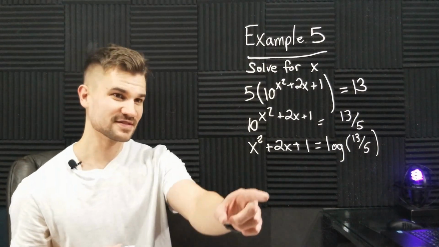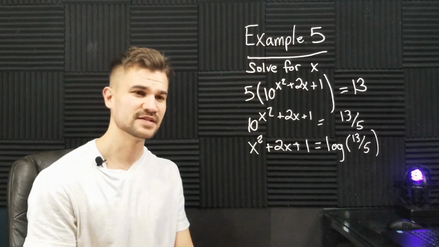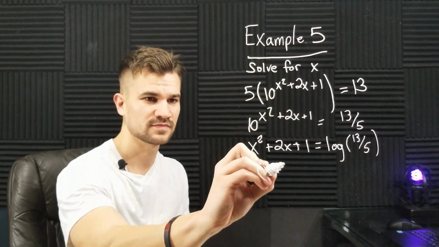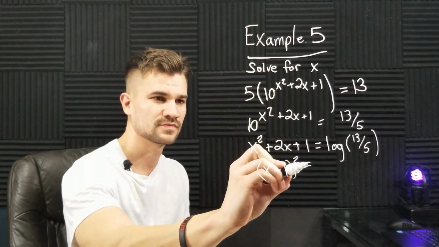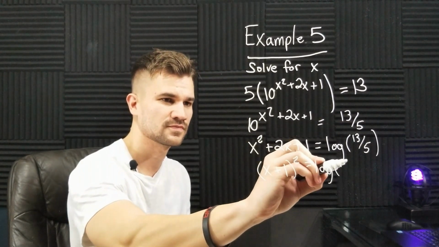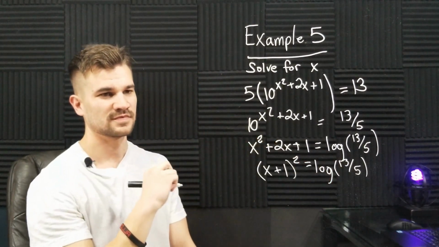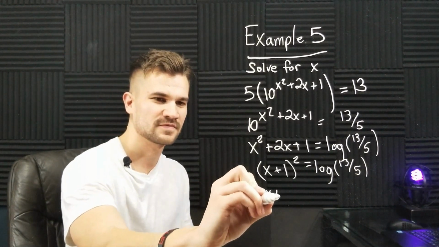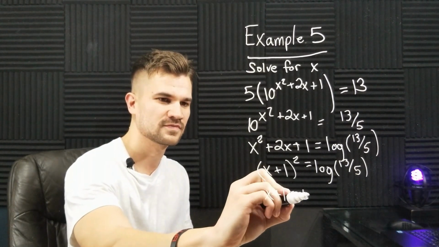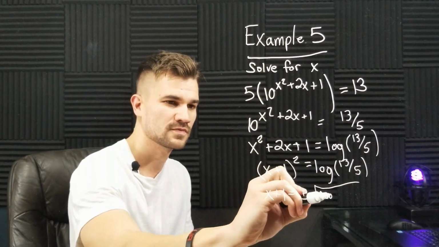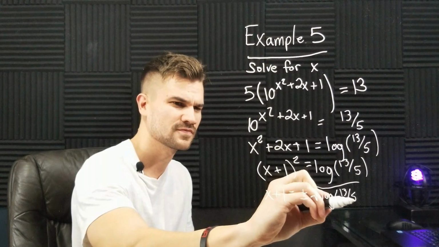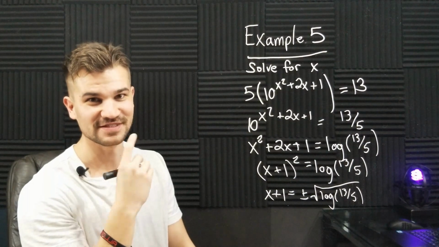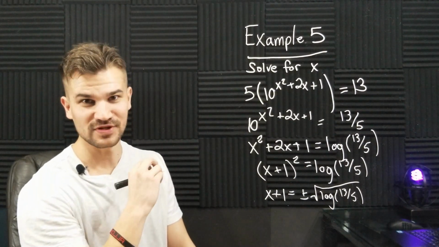Okay, well, luckily this little guy factors into a perfect square, right? This is x plus 1 squared. All right, so take the plus or minus square root. And again, you can verify that the log base 10 of 13 over 5 is positive. And finally, let's subtract that 1.